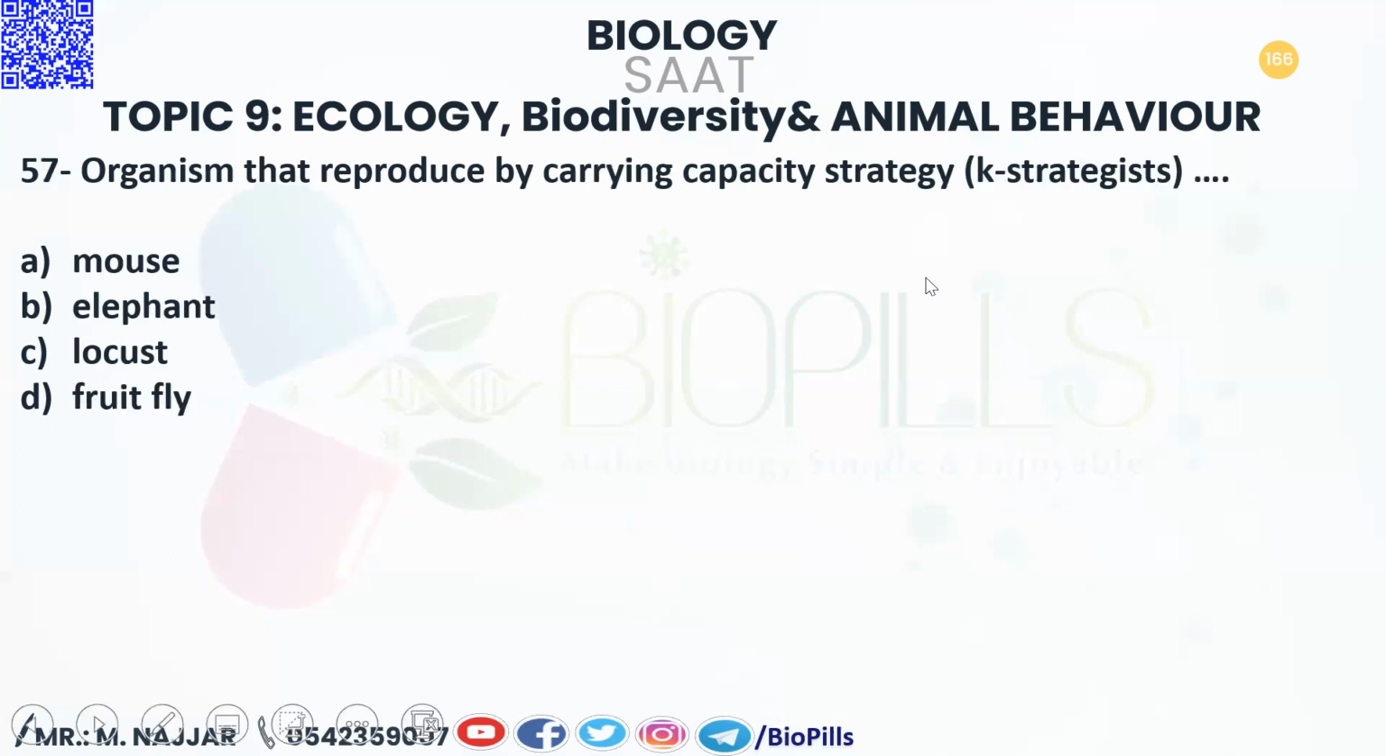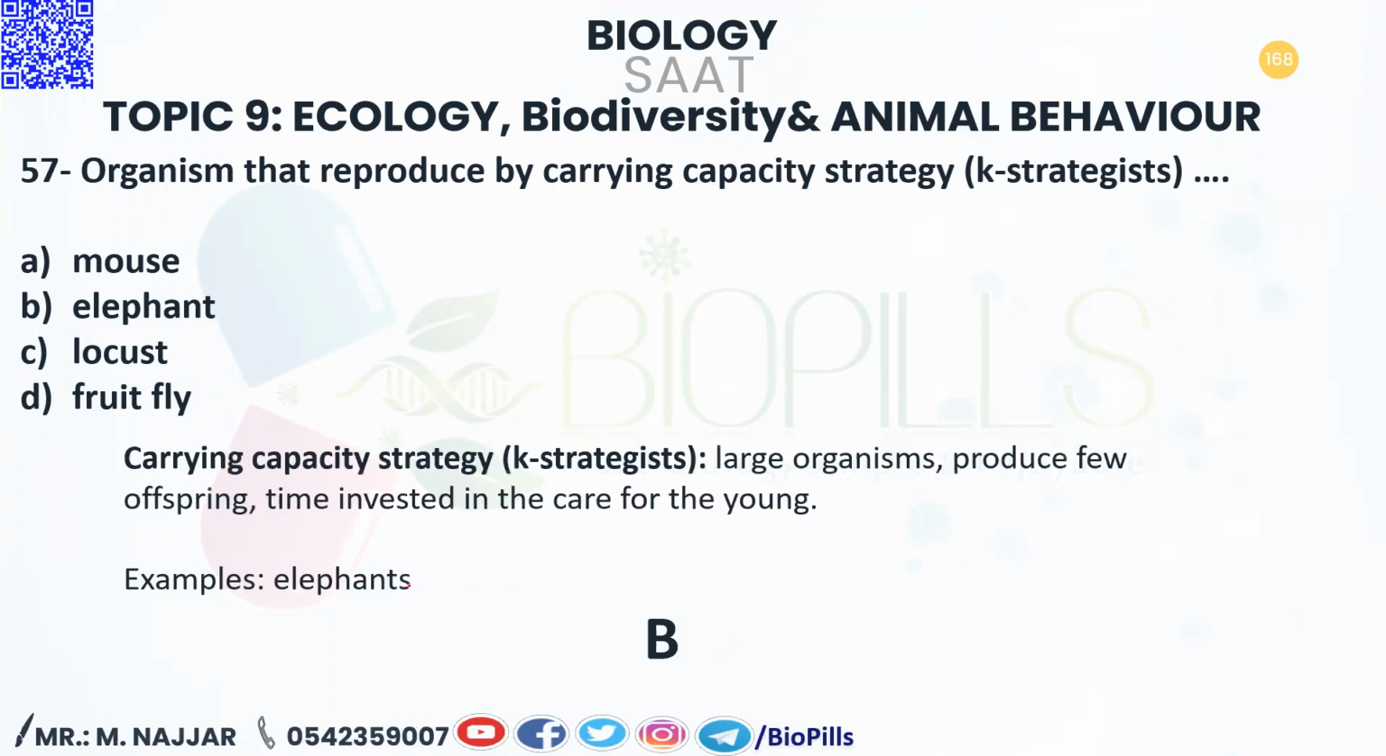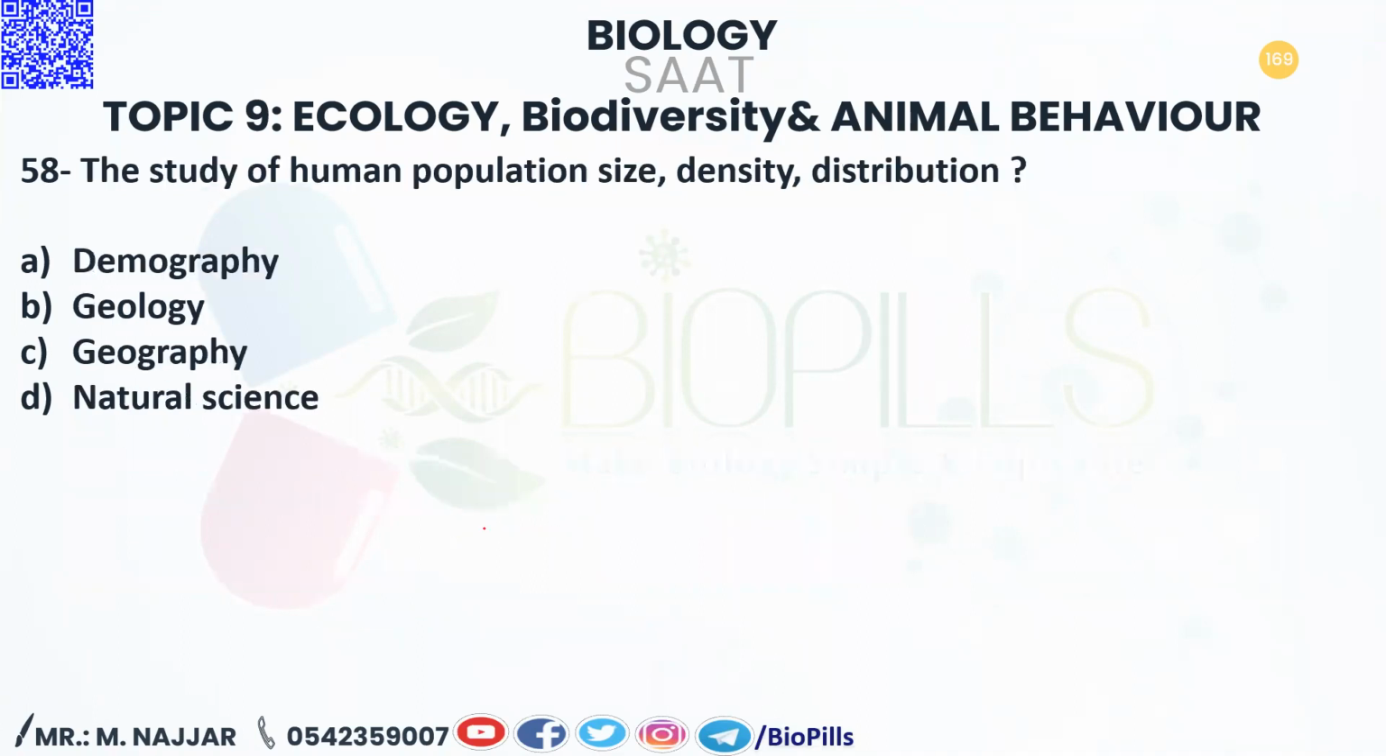Perfect. Question number 57. Organisms that reproduce by carrying capacity strategy, K strategy: A, mouse. B, elephants. C, locust. D, dry fly. Of course, they are larger organisms. They produce few offspring. They invest time and effort to take care of their young. One of the best examples here is the elephant. Few organisms take care of their young and invest time and effort.